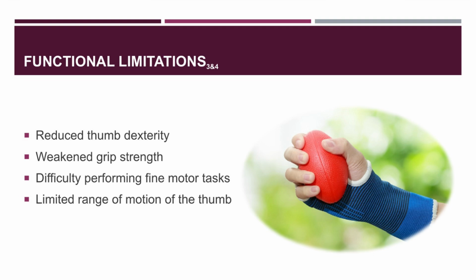So for the functional limitations that you may see, this would include difficulty performing specific tasks that require fine motor skills. So this could be certain things like writing or buttoning a shirt. And you may also see weakened grip strength, as we talked about before, which just reduces the ability to grasp and manage objects. And then as well, you may see just limited range of motion of the thumb.